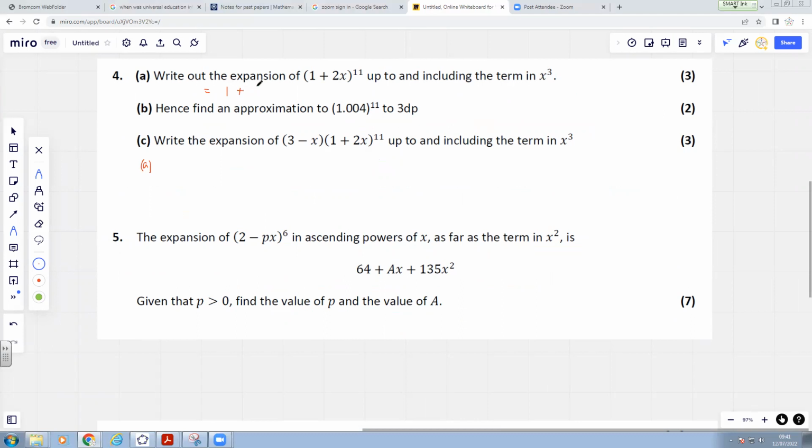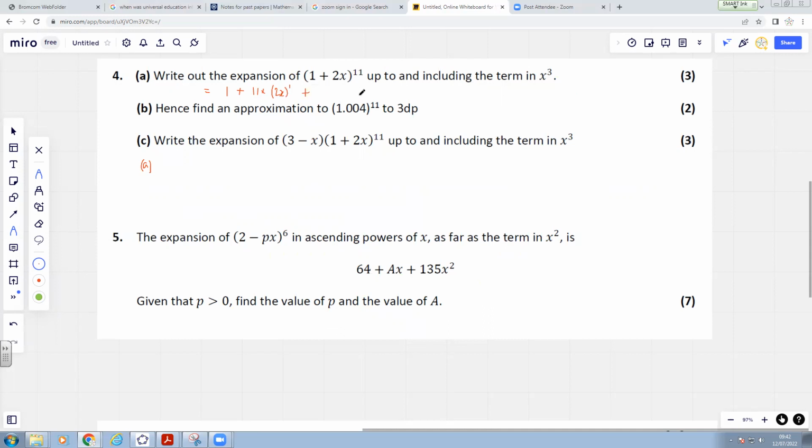But I'm just going to write that as 1 straight away. I hope you don't mind. Then we're doing it to the power of 11. So we're going to have 11 times, that's Pascal's coefficient. That's essentially the 11th row of Pascal's triangle. Then we're going to have 2x to the power of 1 and 1 to the power of 1. And we're only going up to x cubed here.